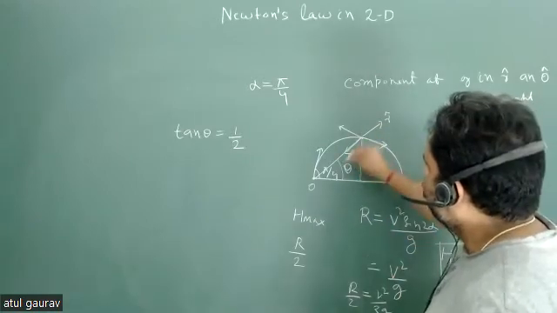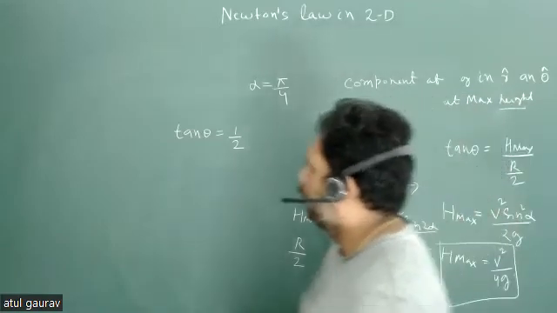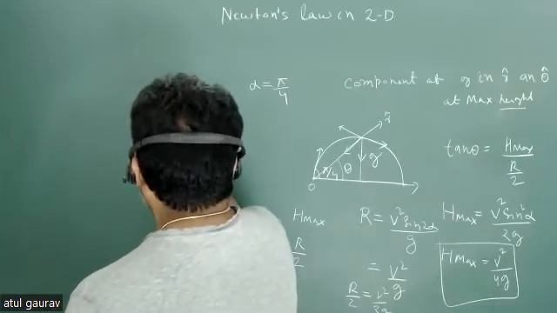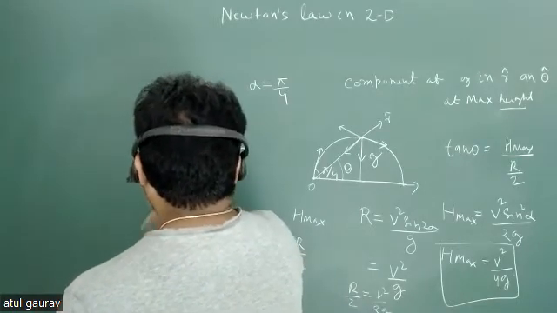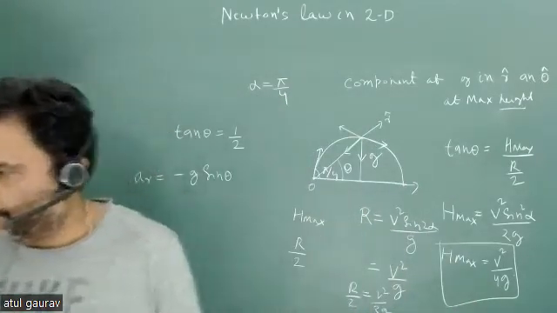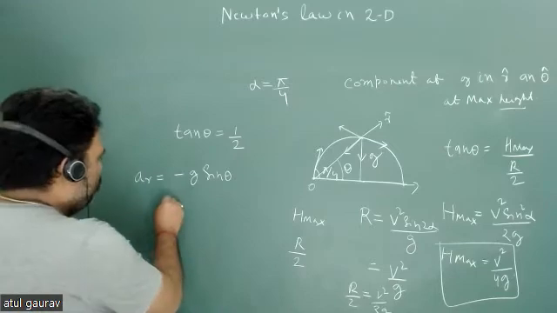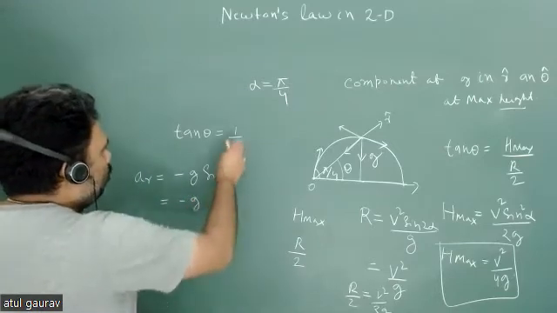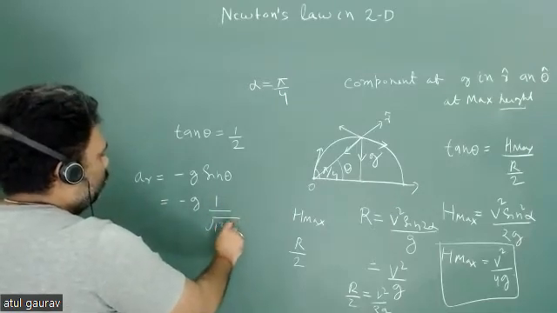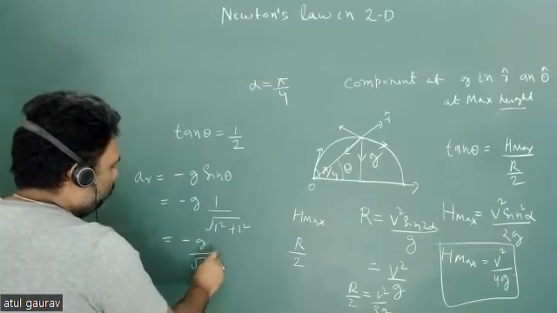What will be this component? g sin theta or g cos theta? Sin theta. So a_r, you can write a_r, that will be minus g sin theta, isn't it? That is minus g sin theta. What will be sin theta here, if tan theta is this one? 1 upon root 5. How will you know? P by B is there. So 1 by root under 1 square plus 2 square. That is minus g upon root 5.